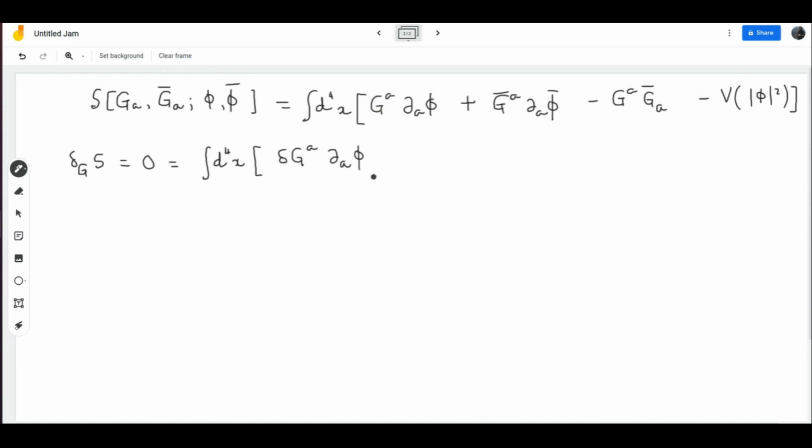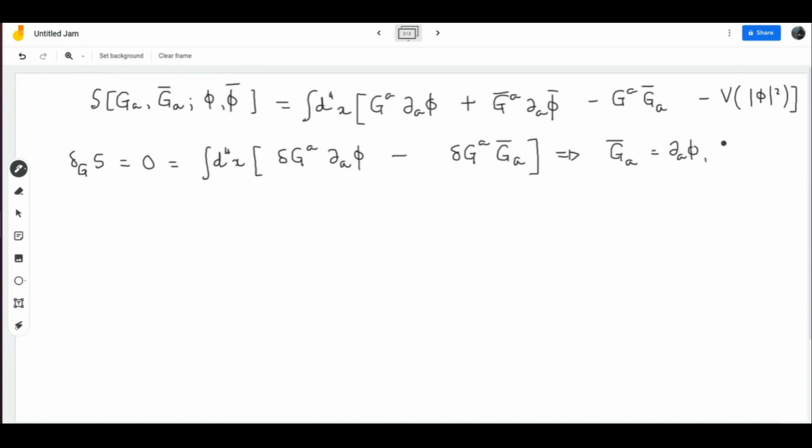So when we make a variation with respect to g, we don't worry about phi. Nothing to worry about here because g bar a is also an independent variable. But we do get a term from here, which is delta g a, g bar a. That is equal to 0 for arbitrary variations delta g a, and from here we get g bar a equal to del a phi. Is this clear? It's very, very simple, right?